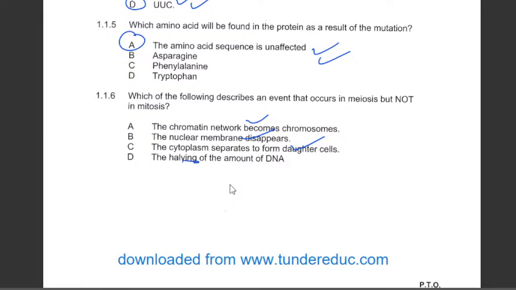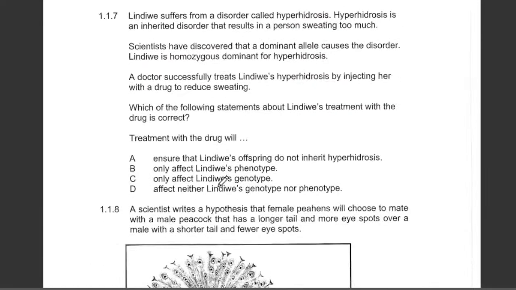And then halving. Remember, mitosis keeps the chromosome number. Therefore, here the answer becomes D. So we get that as D. We go to question number 7.